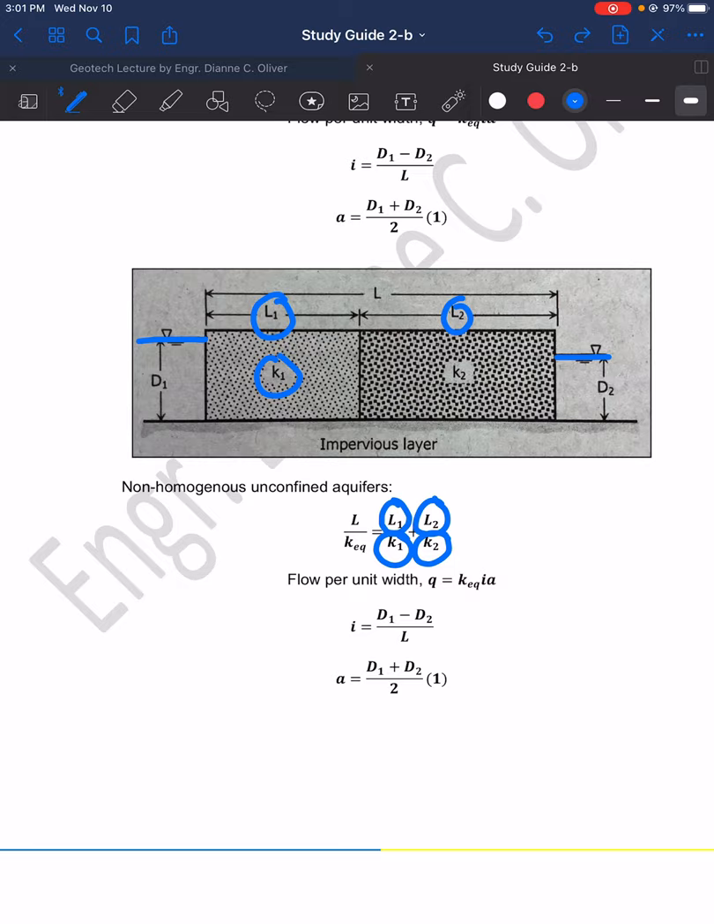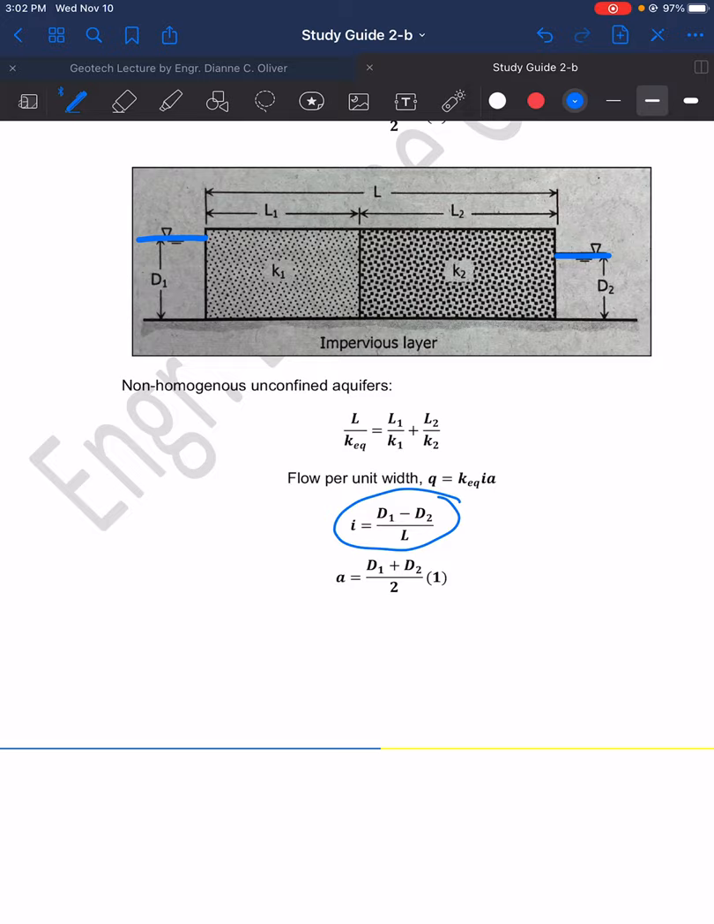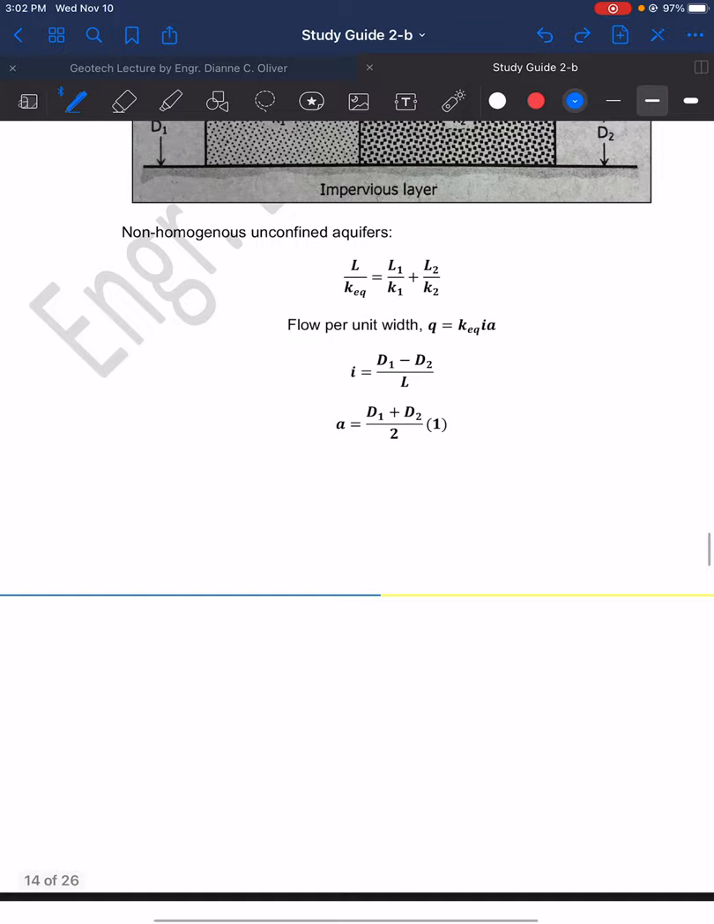Now, how about the flow per unit width? Again, we are using Q equals KiA, and again, K here is K-equivalent, because we have two different soil layers. Then for the hydraulic gradient, the same is true with the first situation. We have hydraulic gradient equal to the upstream depth minus the downstream depth divided by the distance traveled by the water. And for the area, we have depth 1 plus depth 2 divided by 2 multiplied with 1. Okay, now let's try to solve for the examples using these principles.